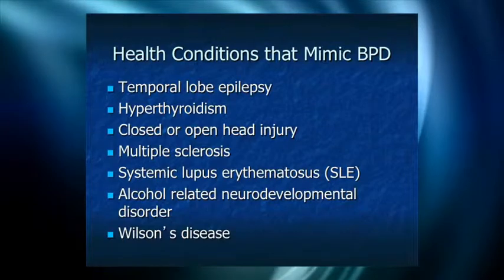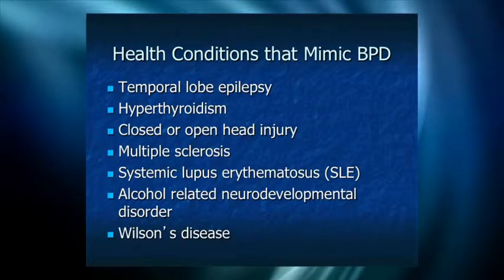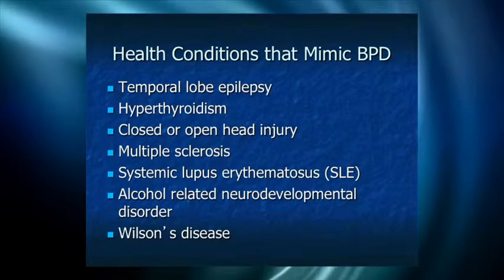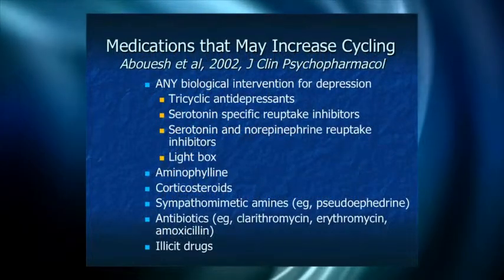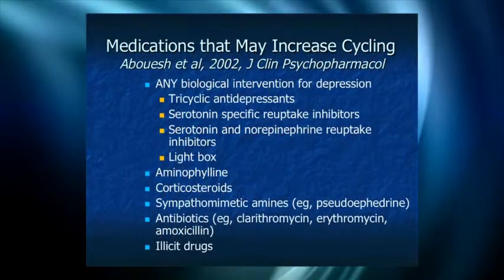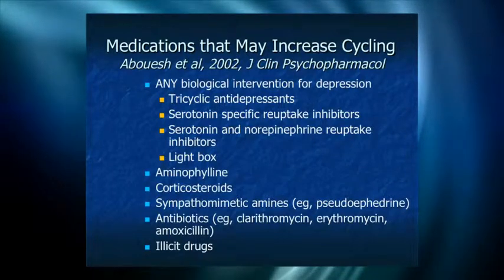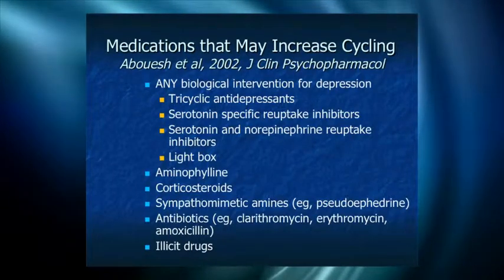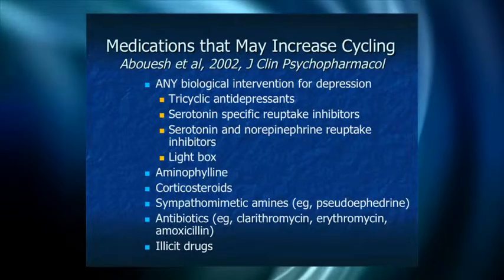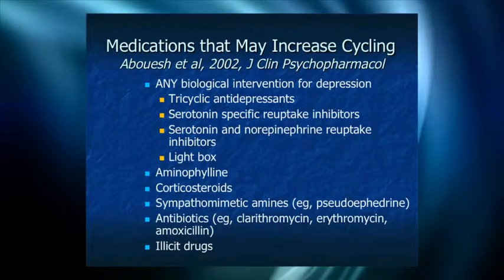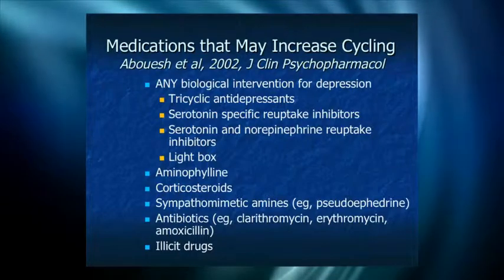So you want to make sure that kids have had very nice, thorough physicals. If there's alcohol-related neurodevelopmental disorder, Wilson's disease. So again, you want to get your full blood chemistries. How about medications that may increase cycling? Any biological intervention for depression can trigger mania in somebody who's susceptible. So our old-fashioned tricyclics, the SSRIs, the SNRIs, a phototherapy light box.